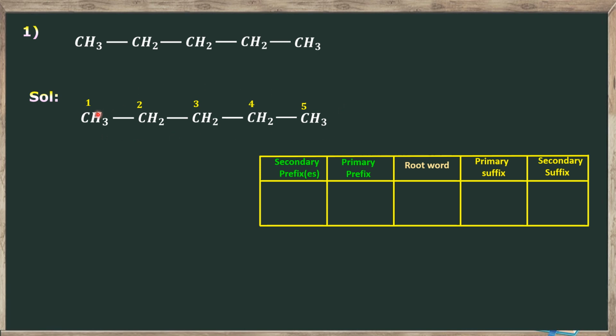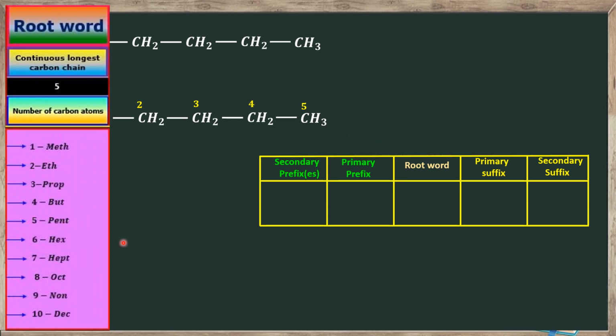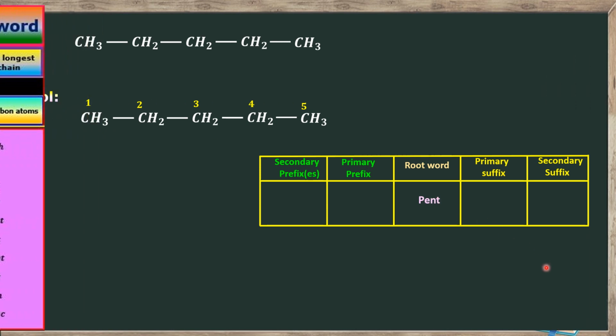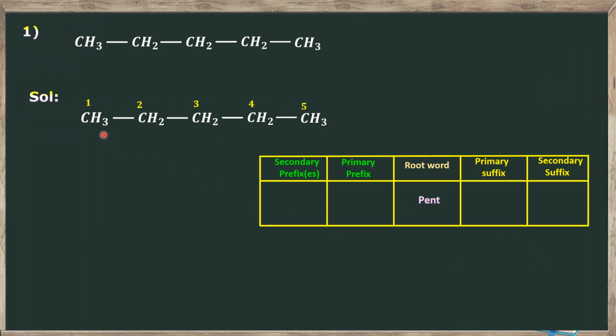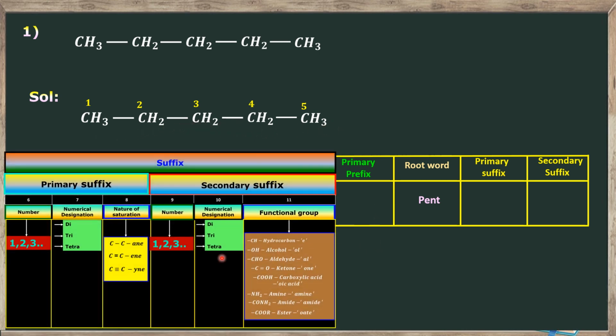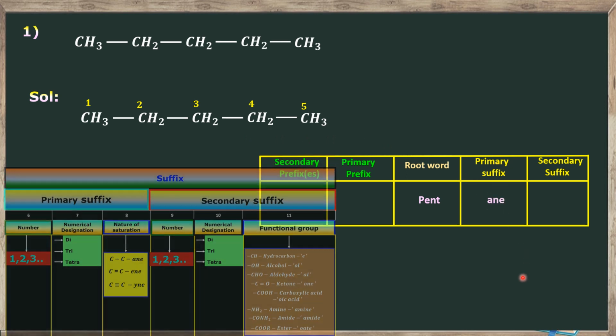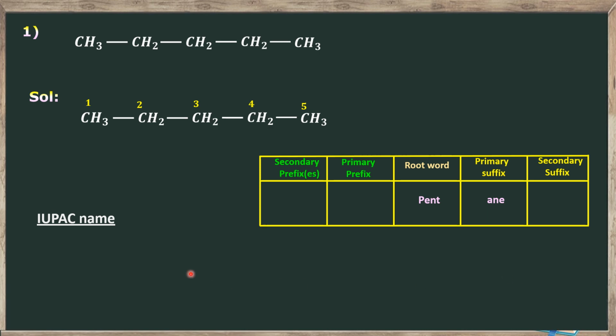In this compound 5 carbon atoms are there. That is, in this carbon chain 5 carbon atoms are there. So the root word is pent. Next, this chain has only carbon-carbon single bonds. Depending upon the nature of saturation, we get the primary suffix here. Carbon-carbon single bonds means ane. Primary suffix is ane. The IUPAC name of this compound is pent plus ane, pentane.